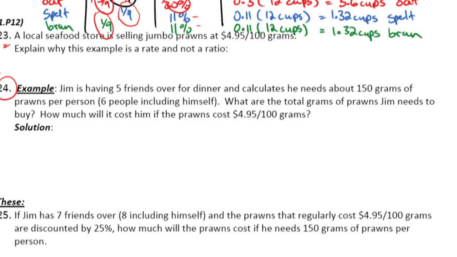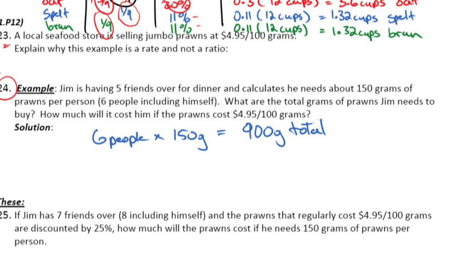All right, so each person needs 150 grams. There's 6 people in total. So I'm going to go 6 people times 150 grams, and that is going to get me 900 grams of shrimp in total is how much we're going to need.